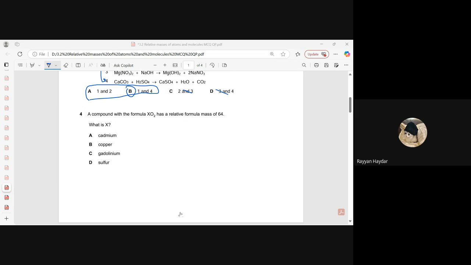The element with an atomic mass of 32, not atomic number, yes, atomic mass of 32 is sulfur. Yes, that's right. Good. So we go with option D. That is correct. Absolutely good. Okay. Moving on to the next one.